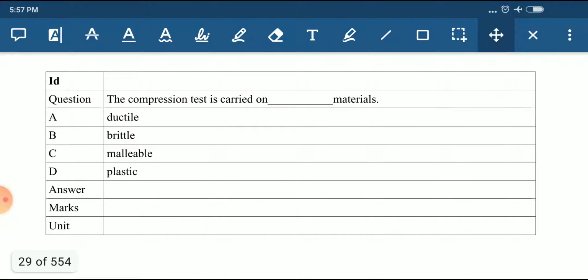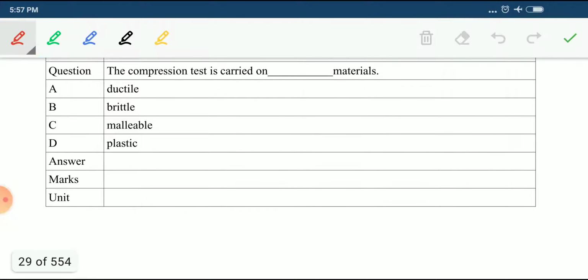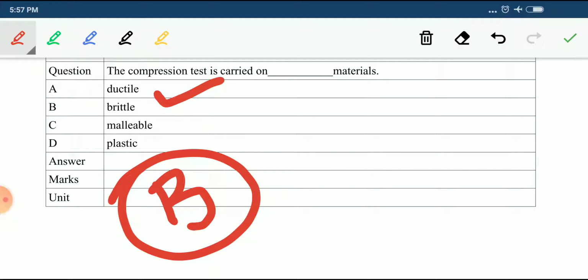The compression test is carried out on which type of material? Compression test will be carried out on which type of material? Ductile, brittle, malleable, plastic. Usually the compression test is to be carried out on brittle material. B is the correct answer for this question.